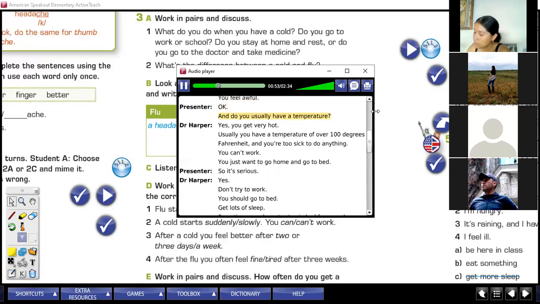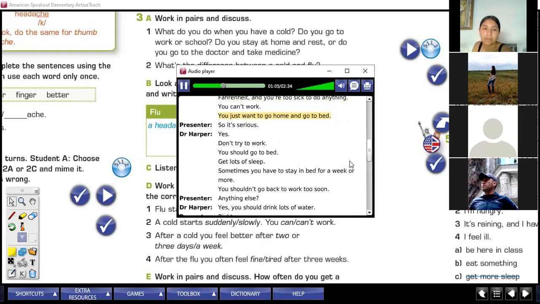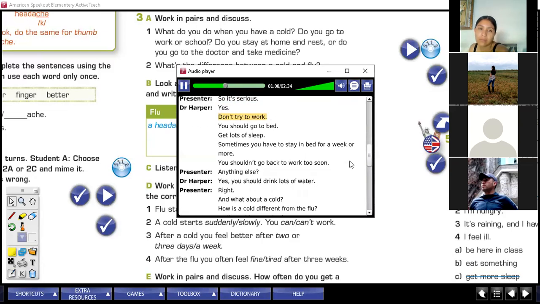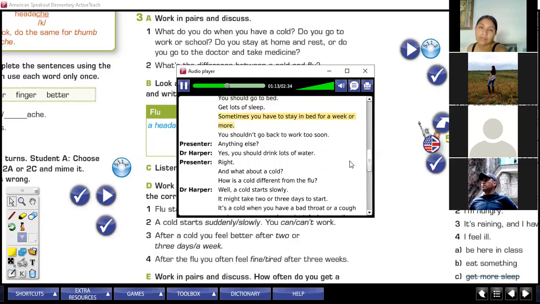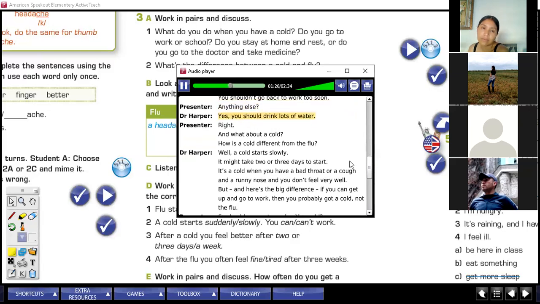Yes, you get very, very hot. Usually you have a temperature of over 100 degrees Fahrenheit, and you're too sick to do anything. You can't work. You just want to go home and go to bed. So it's serious. Yes, don't try to work. You should go to bed, get lots of sleep. Sometimes you have to stay in bed for a week or more. You shouldn't go back to work too soon. Anything else? Yes, you should drink lots of water.